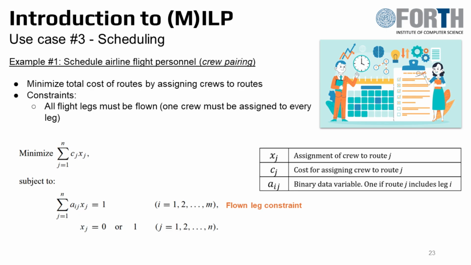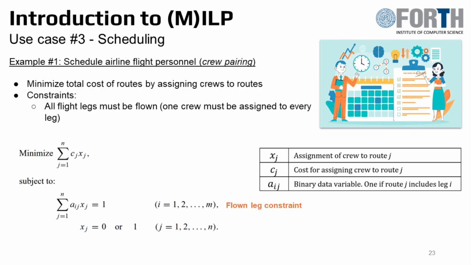Building on the definitions of legs and routes, we now formalize the crew pairing problem. Each route corresponds to one potential crew assignment. Selecting a route means assigning exactly one crew to operate that sequence of legs. The objective is to minimize the total cost of the selected routes. Each route has an associated cost, reflecting crew wages, operational constraints, and possibly positioning costs.